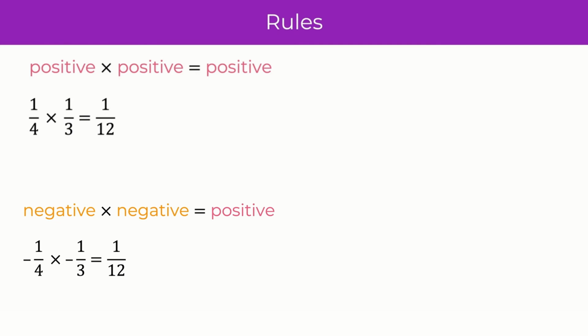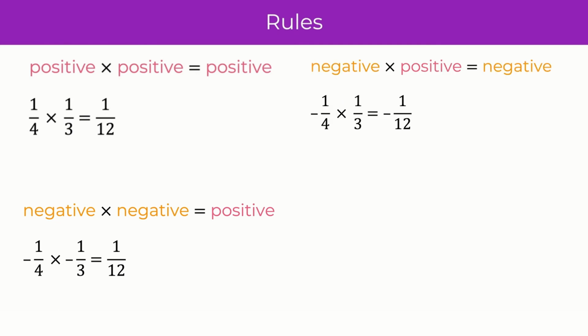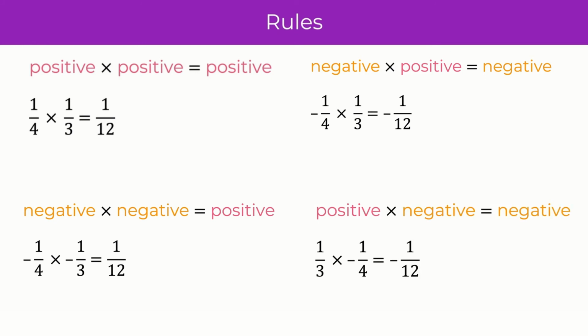And in case the two numbers have different signs, the result would always be negative. So just like this one, negative times positive is negative. And same as positive times negative, still negative. What you see on the screen is just multiplication, but the rule that we need to follow is still applicable in division.